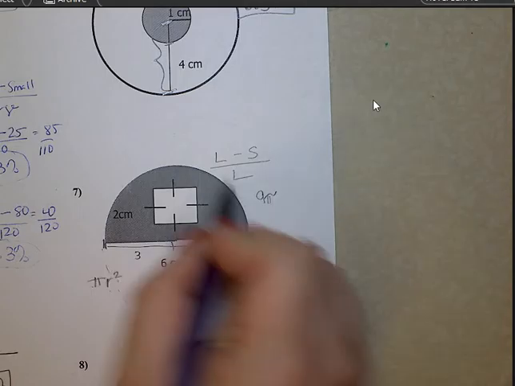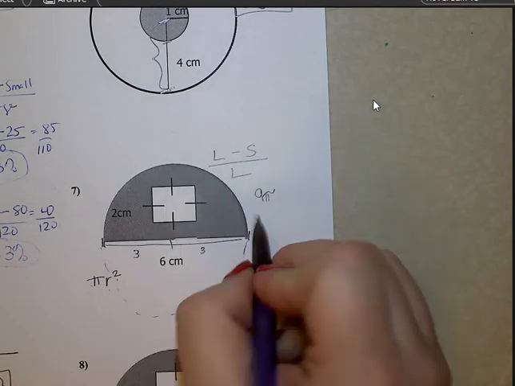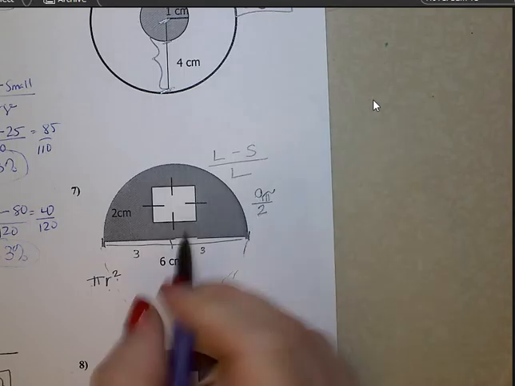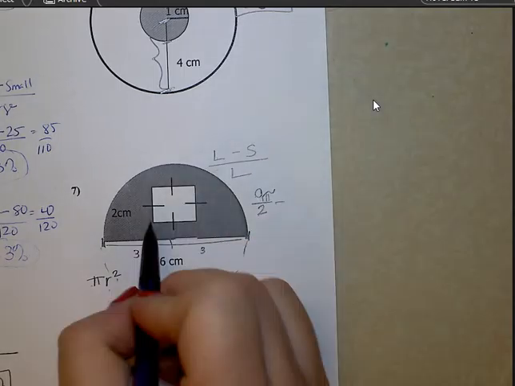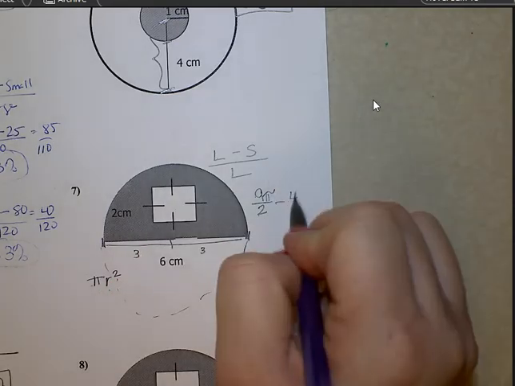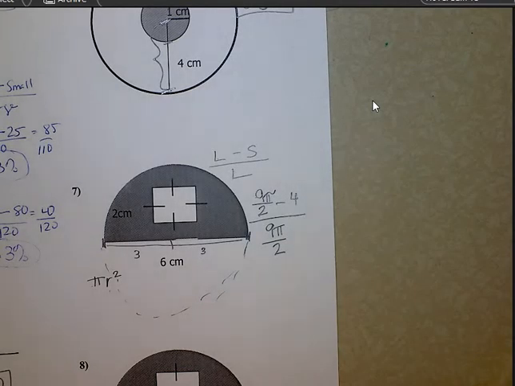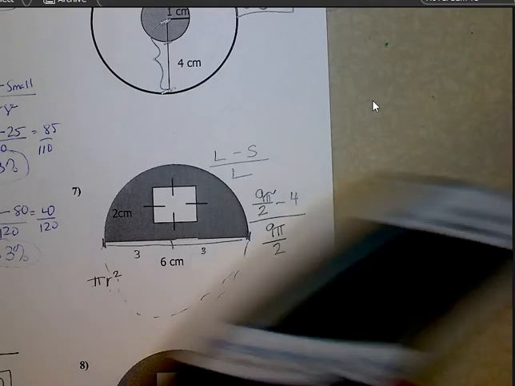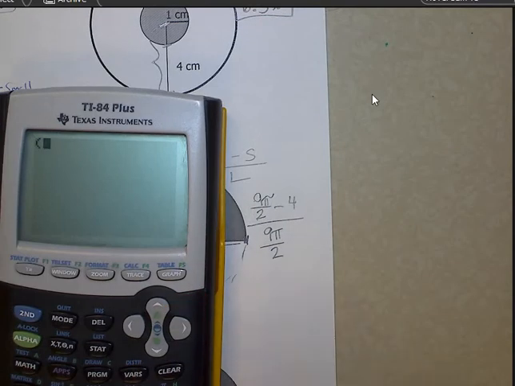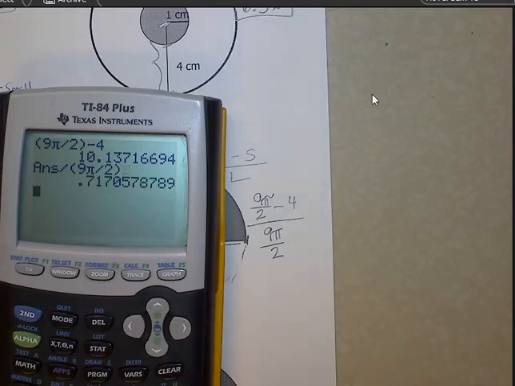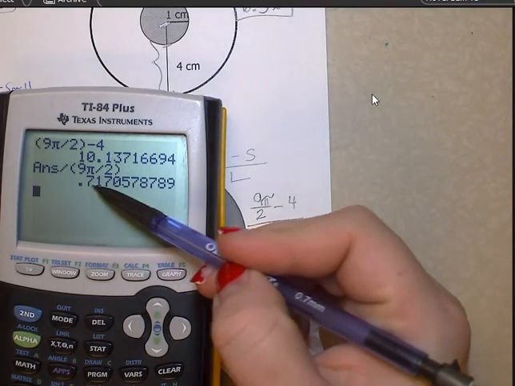But it's a semicircle, so it's only half of that large circle. So I'm going to do 9 pi over 2. That represents the area of the large region. Subtract the small circle. 2 times 2 is 4. Over the large, 9 pi divided by 2. We're going to plug this into the calculator together. Beginning parenthesis, 9 pi divided by 2. Subtract 4, get an answer, and divide by 9 pi divided by 2. Make sure to use your parentheses. And now we're going to round this to the nearest tenth of a percent. That makes this 71.7%.